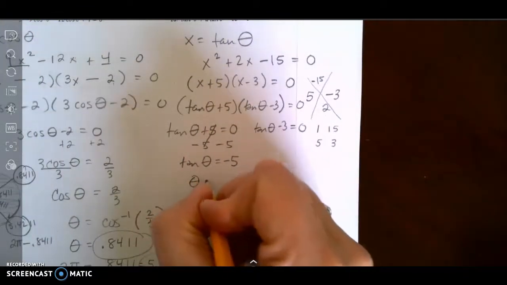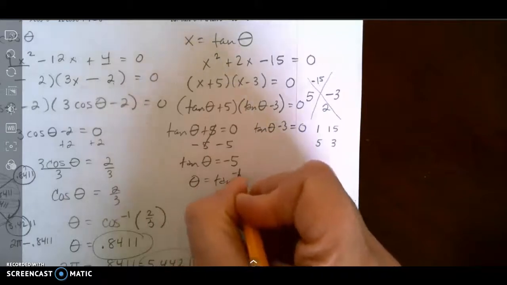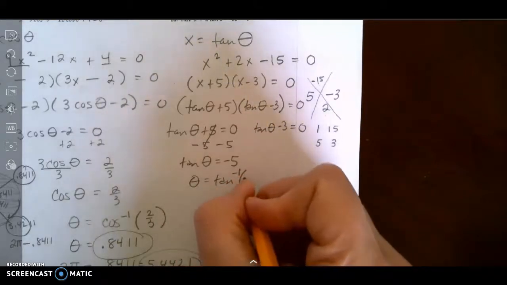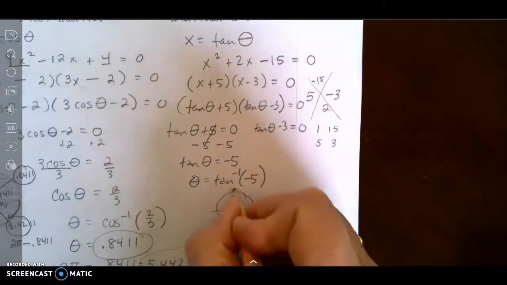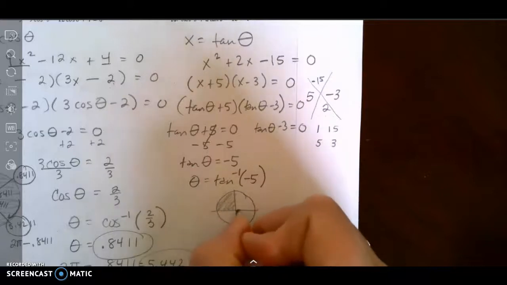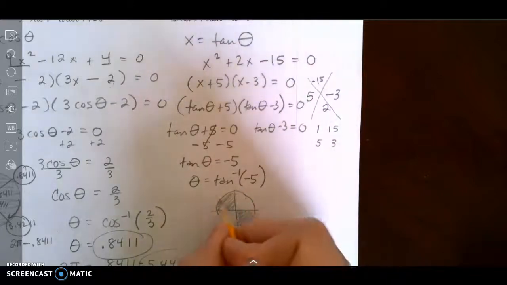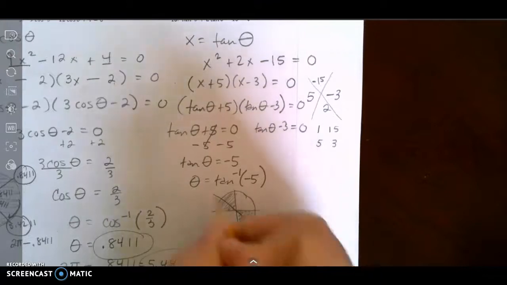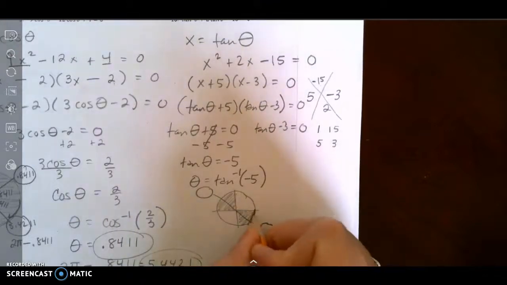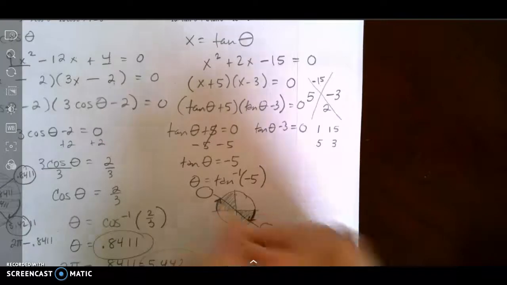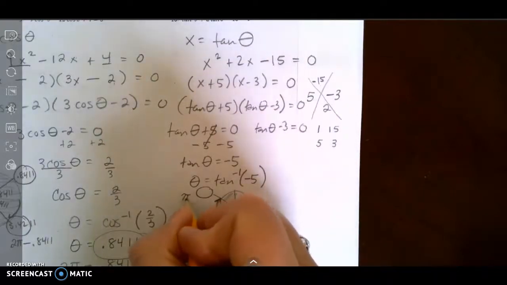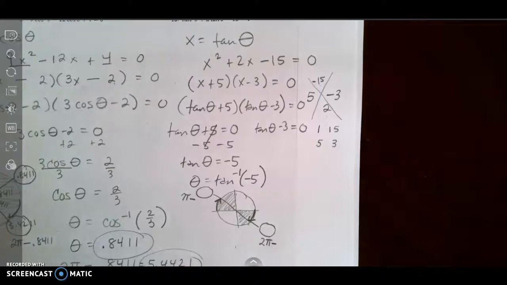Take the inverse of each side. So the inverse tangent is going to be -5. That means I'm going to have a quadrant 2 and a quadrant 4 answer. So I need to figure out that angle, and that's going to be 2 pi minus that number. And I need to figure out, again, that same thing is going to be pi minus that number. All right, so let's see what that number is.